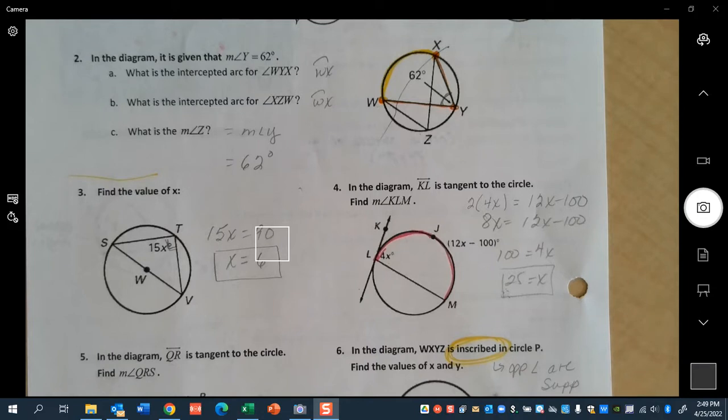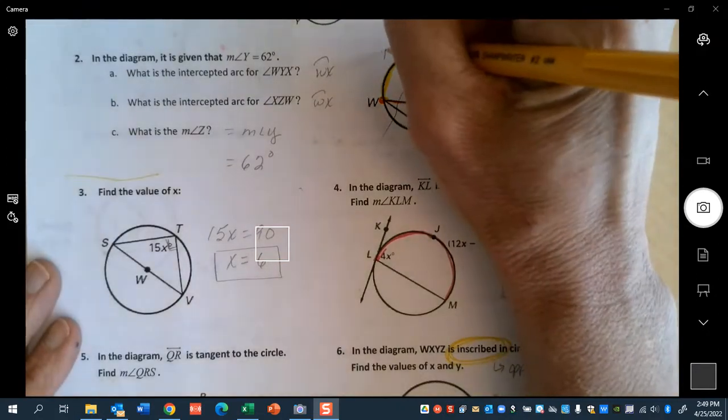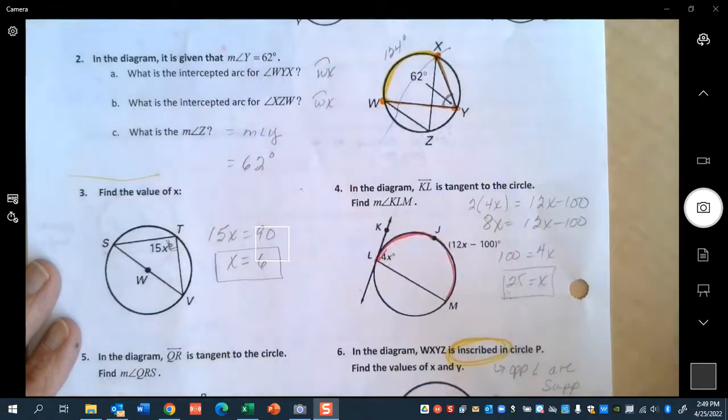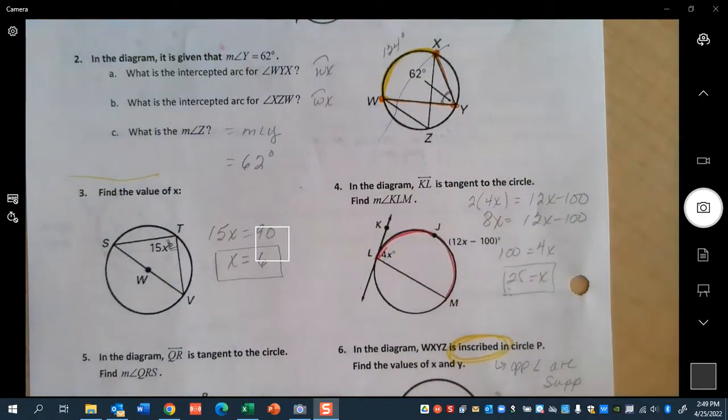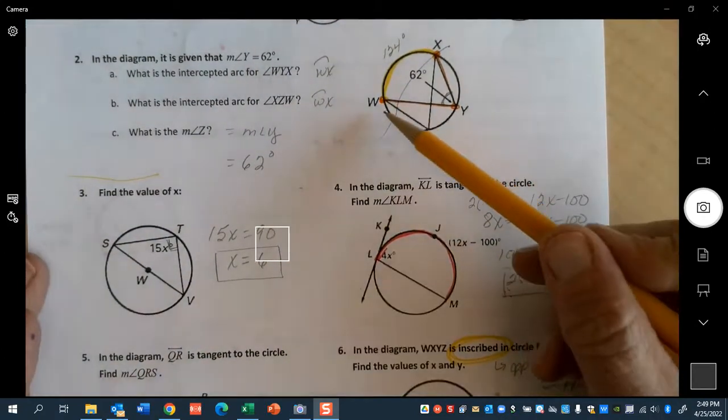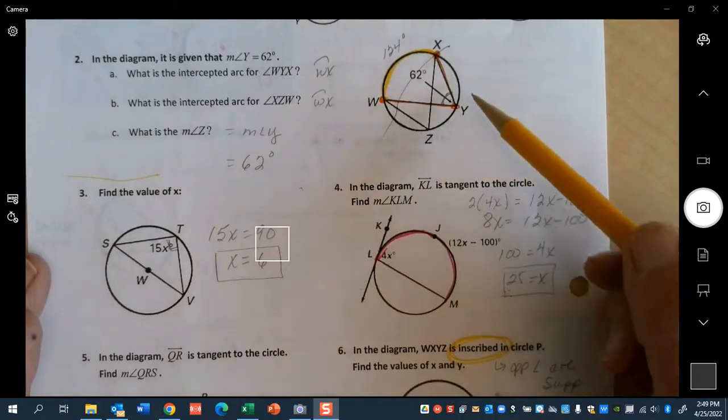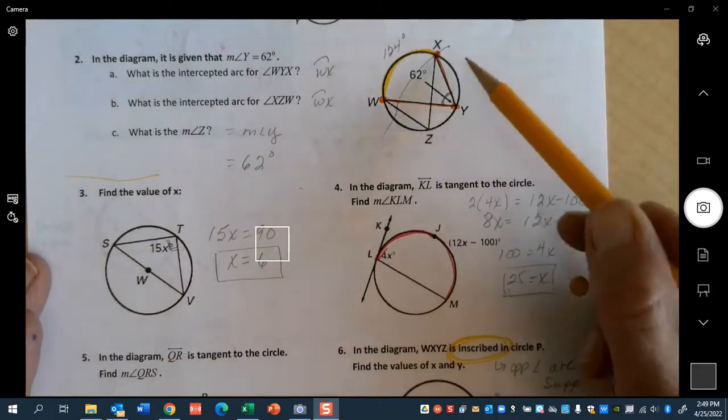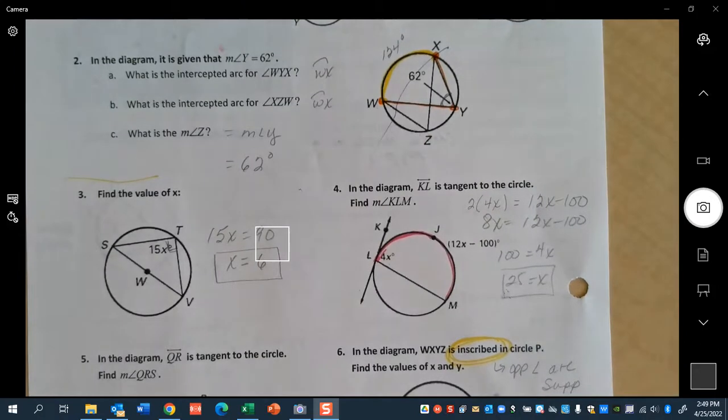Now some of you went ahead and figured out the measure of arc wx. What would that be? Yeah, 124 degrees. And guess what you could do further on? You could then subtract that from 360 and get this arc around here. All right.